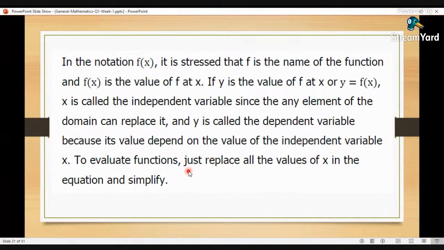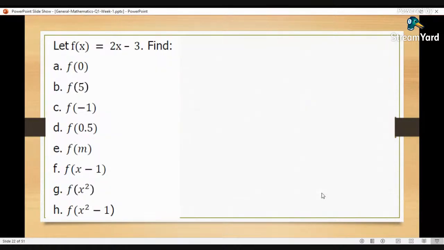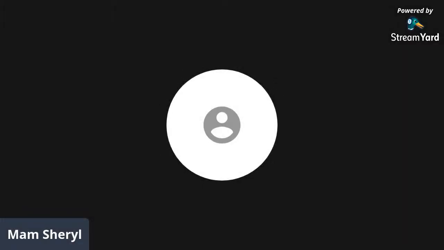To evaluate functions, just replace all the values of x. So at this point, you only have to replace the value of x. So let's do our activity now.